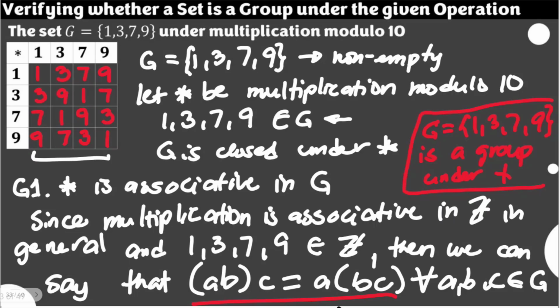under your operation star. So it's still dependent on what is your star or how you define your star. Star is, in this case, multiplication modulo 10. So that is how we've determined whether the given set is a group under multiplication modulo 10. We showed all of these axioms, and again, very important, you start with the Cayley table so that you would know the correct forms of results when the operation is implemented into pairs of elements in G.